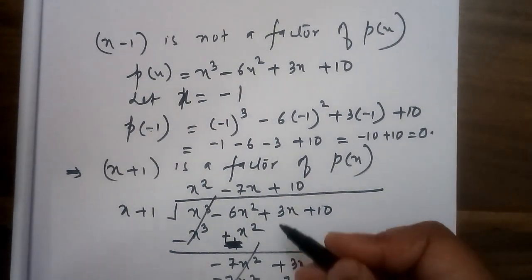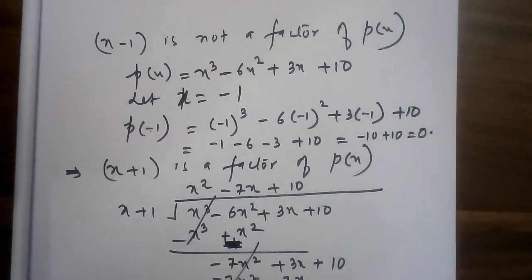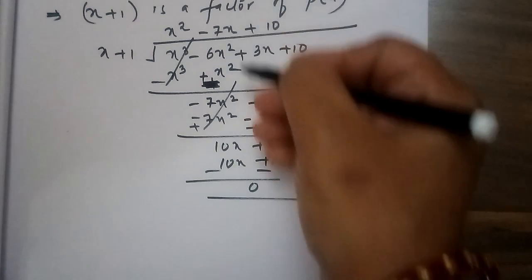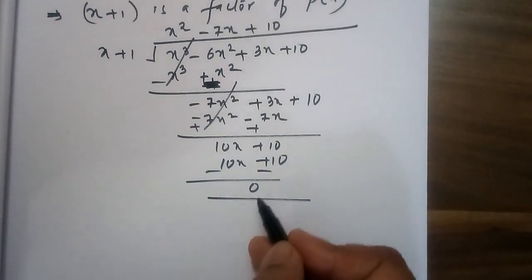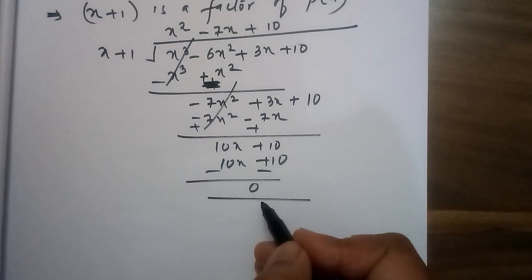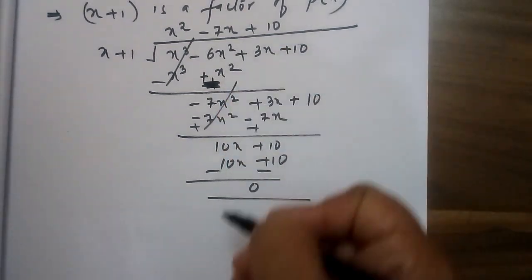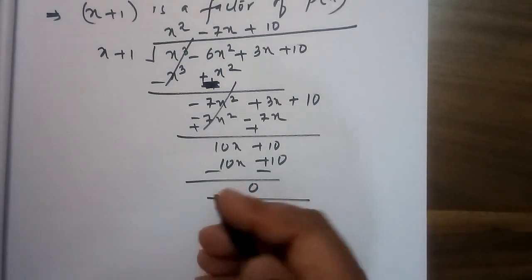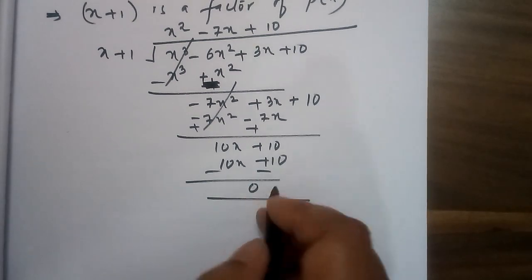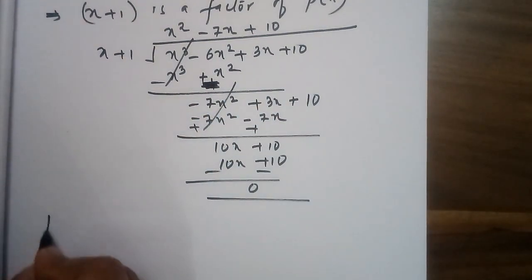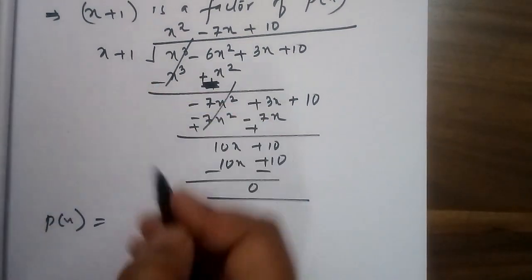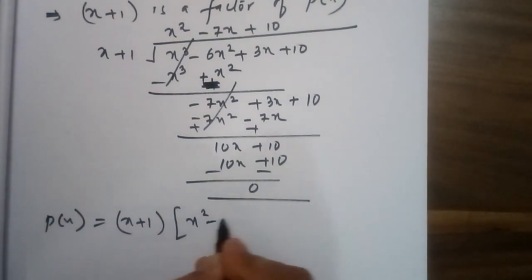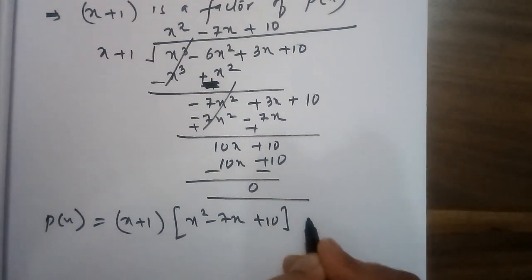What you have to remember is, after you have found out the first factor, whenever you perform the process of long division, your remainder will always come as 0. If you are not getting a 0, you have made a mistake somewhere. So after doing this step, I am going to use the basic division algorithm. That means dividend equals divisor into quotient plus the remainder. So my dividend was p(x), so p(x) equals the divisor x plus 1 into the quotient x square minus 7x plus 10, and my remainder is 0.